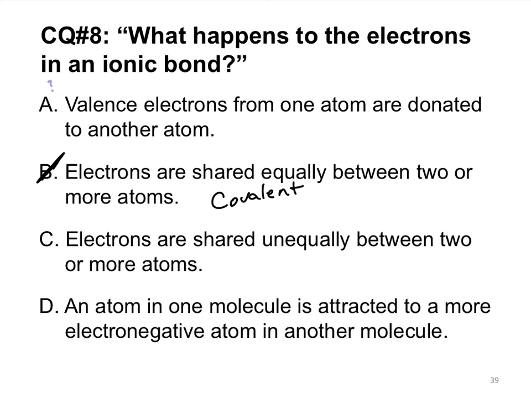Electrons are shared unequally between two or more atoms. What do we call that? Oh, by the way, the equal sharing is called nonpolar covalent. Of course, C is polar covalent. So it's not C. An atom in one molecule is attracted to a more electronegative atom in another molecule.